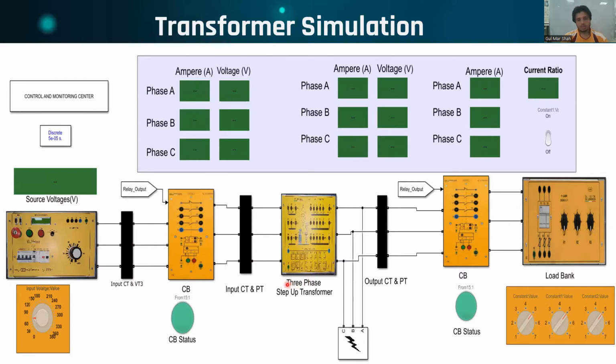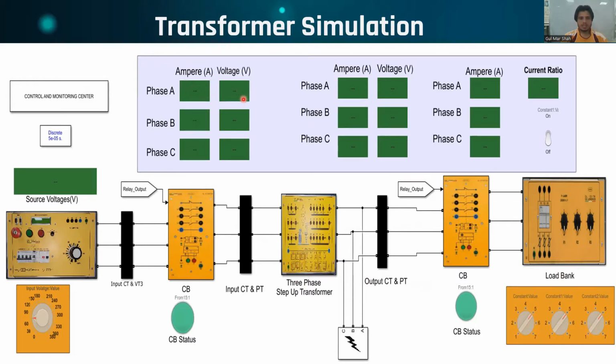And this is the transformer, which is going to be protected with the help of this differential relay. On either side of this transformer, we have used input CT with the circuit breaker and output CT with the circuit breaker. And this is the load, which is variable. Through this knob we can vary the loads.